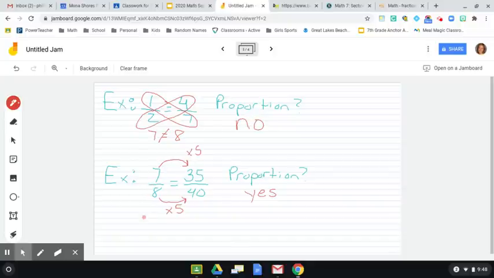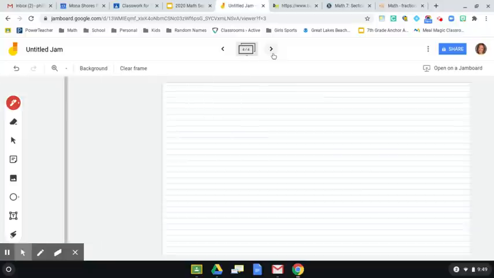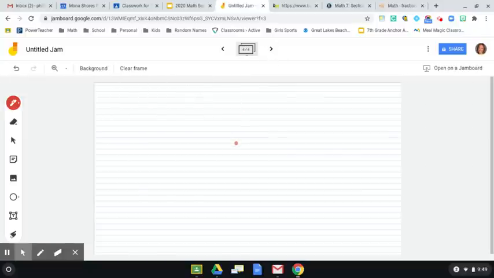The second example, I was looking to see if 7/8 was equivalent to 35/40. And on this example, I checked to see how much larger it was getting. And it's getting 5 times bigger in the numerator and 5 times bigger in the denominator. So yeah, you have a proportion there. Those are absolutely considered equivalent ratios. All right. So let's take a look at some more.